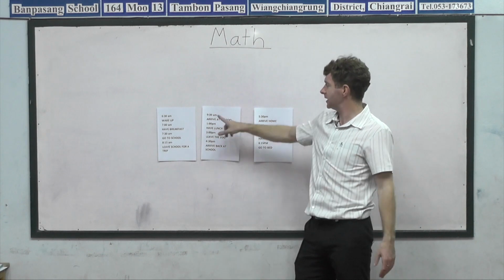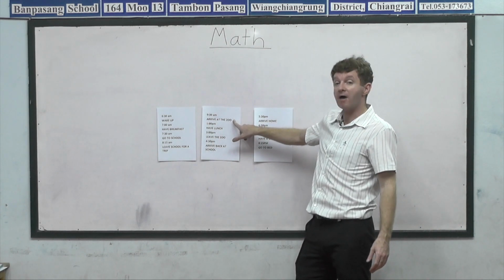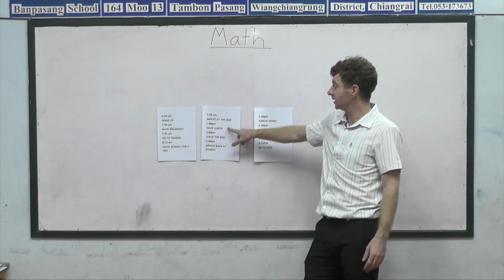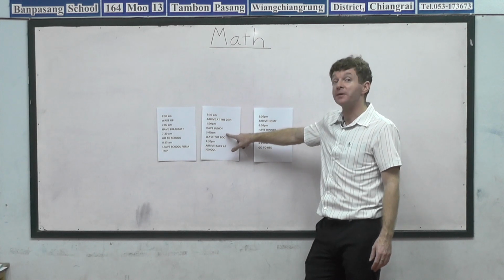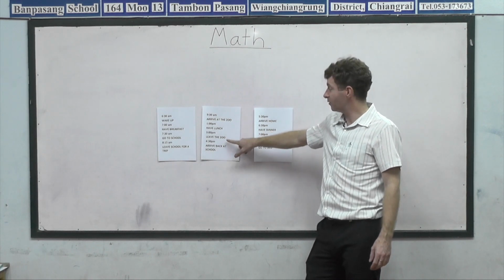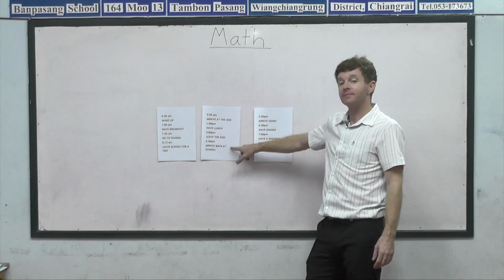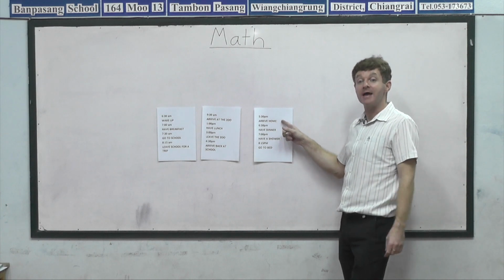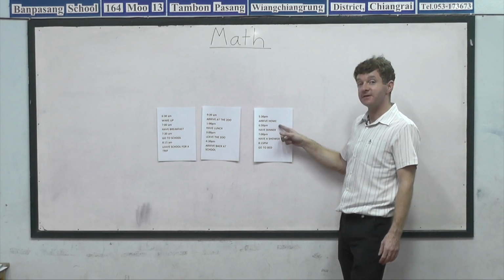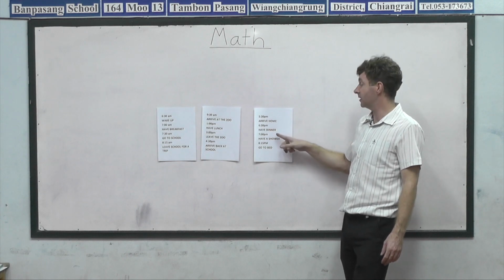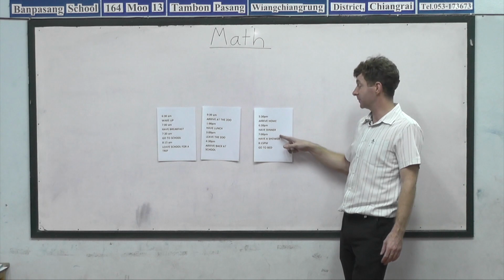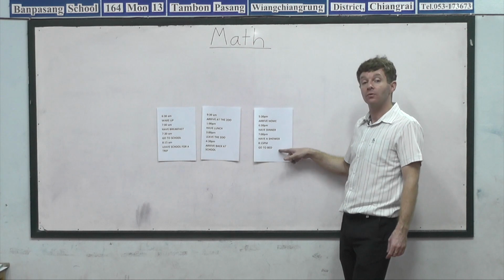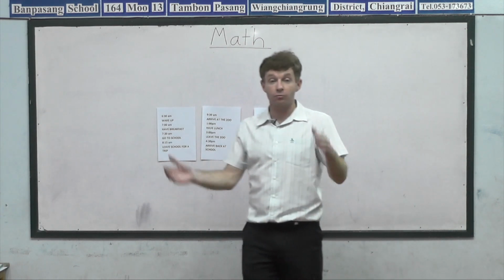And where do we go? 9:30 a.m. Arrive at the zoo. 1 o'clock p.m. 3 o'clock p.m. 4:30 p.m. Excellent. 5:30 p.m. Arrive home. 6:30 p.m. Dinner. 7 o'clock p.m. Have a shower. 8:15 p.m. Go to bed. Excellent, guys. That was really good. Well done.